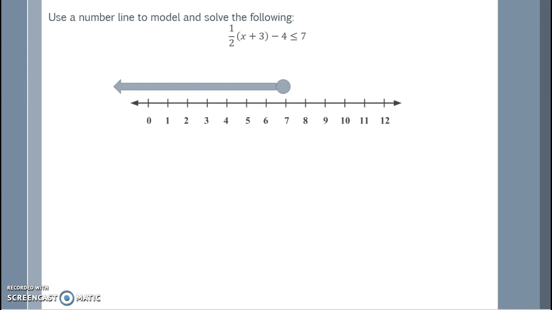Use a number line to model and solve the following. 1/2 of x plus 3 is less than or equal to, or -4 is less than or equal to 7. So this time our dot is filled in because it's less than or equal to, and less than is traveling left on our number line. We would want to add 4 to both sides. So from 7, moving it 4 units to the right because we're adding 4, 7, 8, 9, 10, 11.